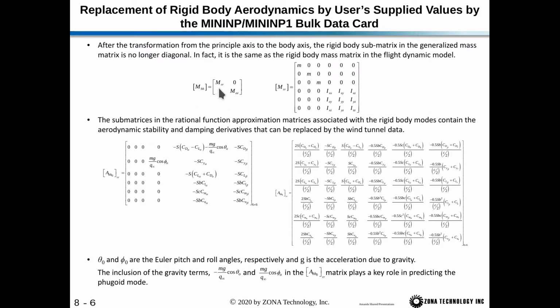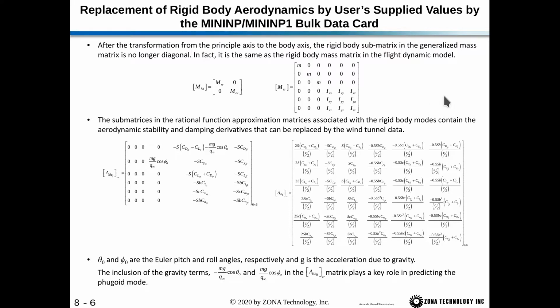So our MHH is made up of MRR, representing the mass matrix of the rigid body states, and MEE, representing the mass matrix of the elastic states. And the MRR in the body axis is given here. So we have the mass of the aircraft, and then we have the inertia terms here.